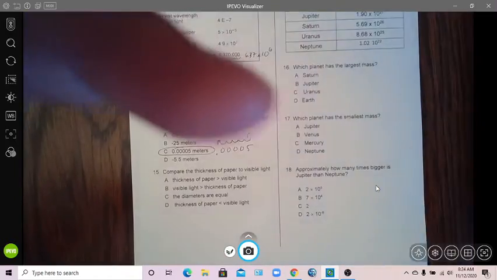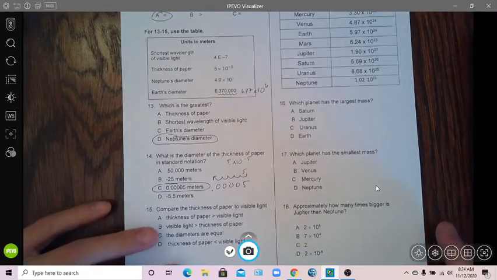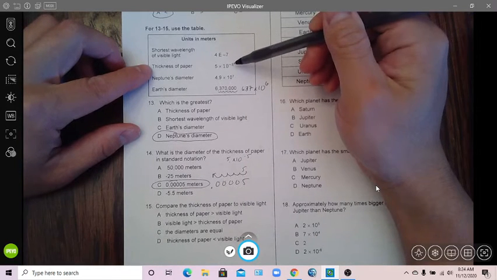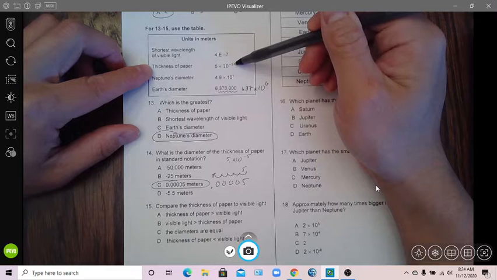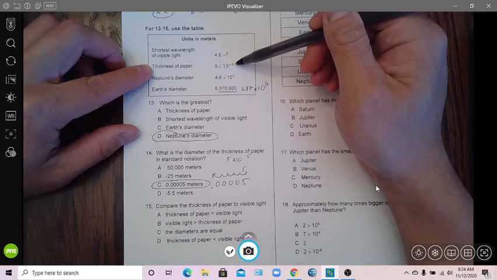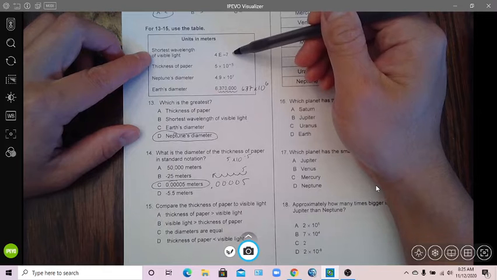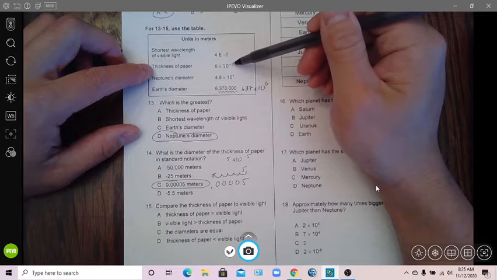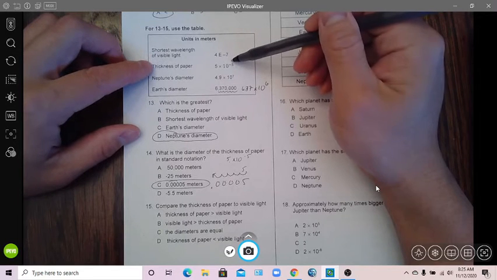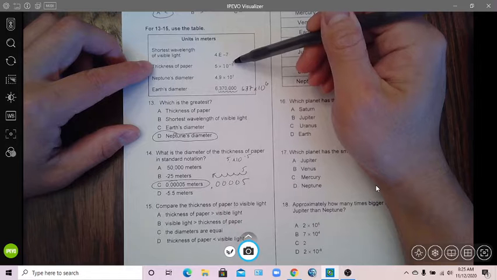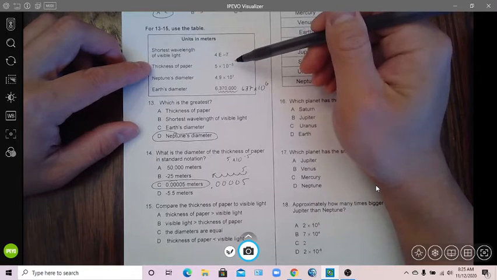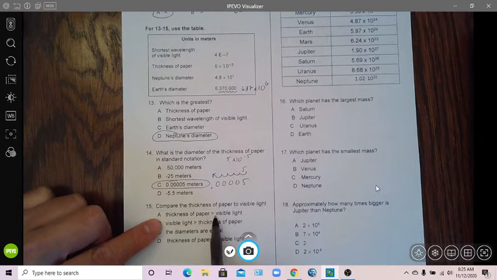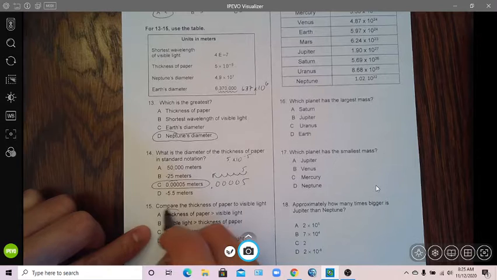Number 15, compare the thickness of paper to visible light. Thickness of paper has an exponent of negative 5 in scientific notation. Visible light has an exponent of negative 7. So thickness of paper is bigger. Negative 5 is bigger than negative 7. So we have to find the one where it says the thickness of paper is bigger. Look at that first one. Thickness of paper is greater than visible light. That's the one we need.